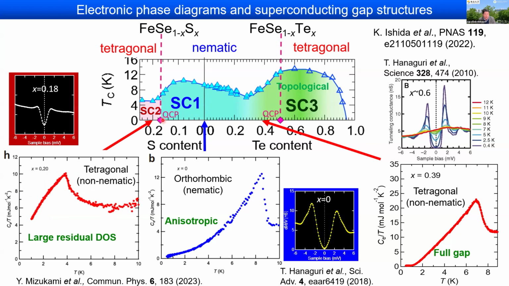Now, if you go to SC2, in the tetragonal phase of iron selenium sulfur, the superconducting gap shows a very anomalous behavior. So this is C over T, which shows a very large residual density of states. And also STM shows very damped features with finite zero bias conductance. I would like to emphasize that this is not due to some sample inhomogeneity, because we can clearly see the quantum oscillation throughout this phase diagram, SC1 and SC2. So I think this is an intrinsic feature.